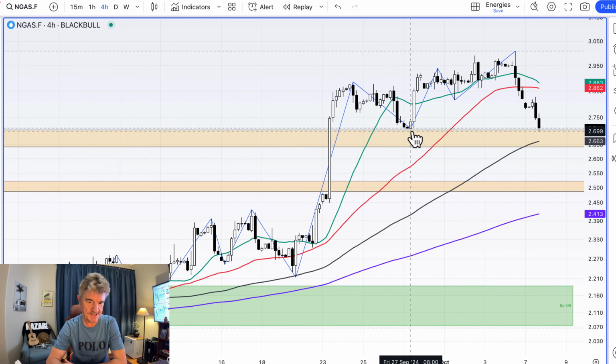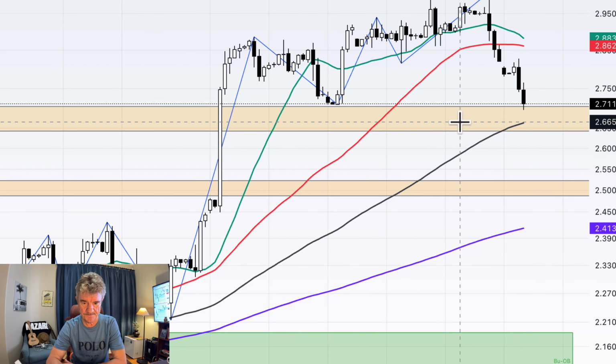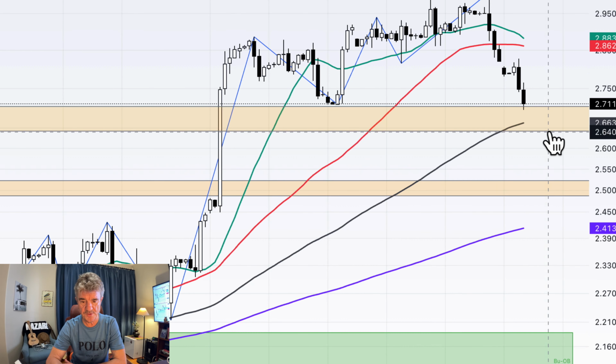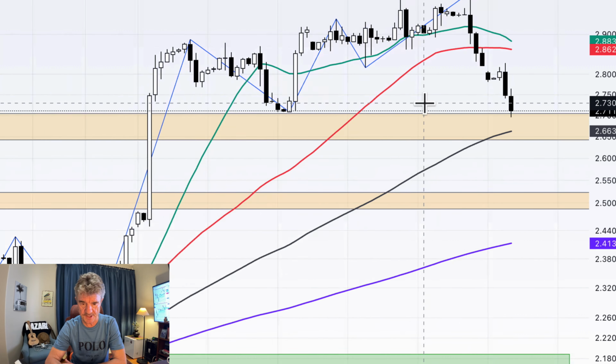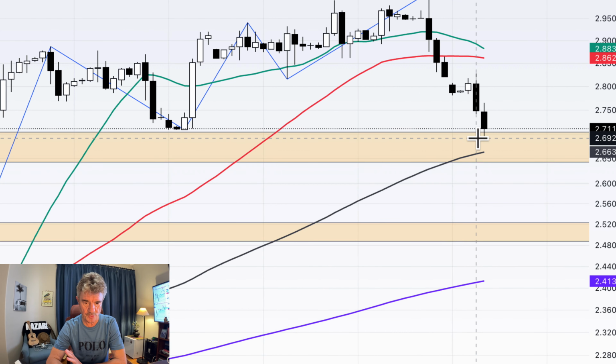And there again, you can see the bottom of the swing, that's the top of the gap, the bottom of the gap. It's also the 100-period moving average on this 4-hour chart. So maybe we'll turn around in here. We don't have a reversal, no indication that we've found support here just yet.